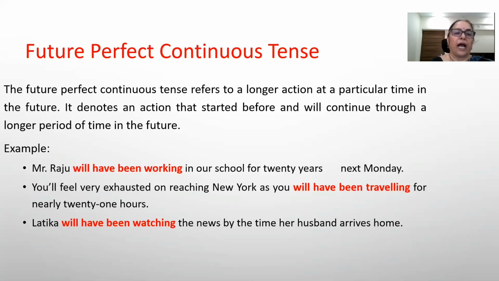And you shall feel very exhausted on reaching New York, as you will have been traveling for nearly 21 hours. So you shall feel very exhausted on reaching New York. Why? Because you will have been traveling for nearly 21 hours. And Latika will have been watching the news by the time her husband arrived home. So two actions were there. In future, what will happen? They are talking about that. That's where you have to use future perfect continuous tense. Okay?